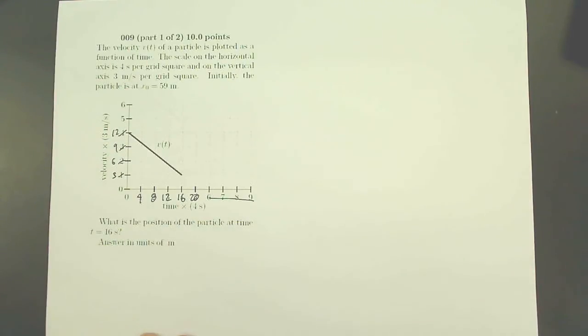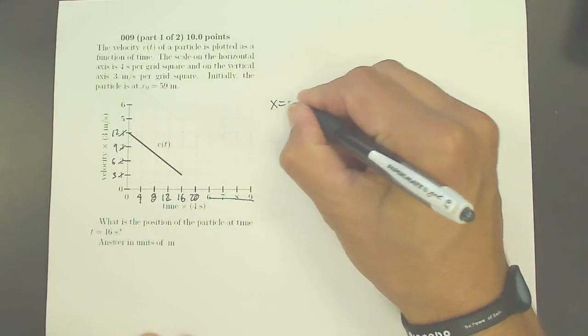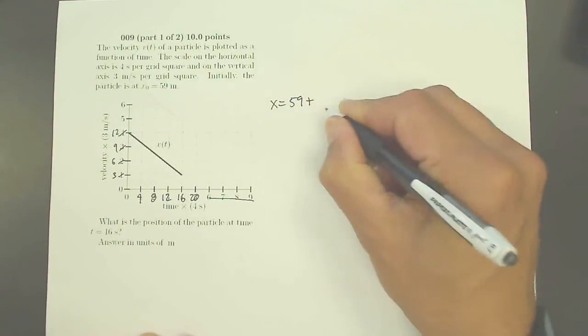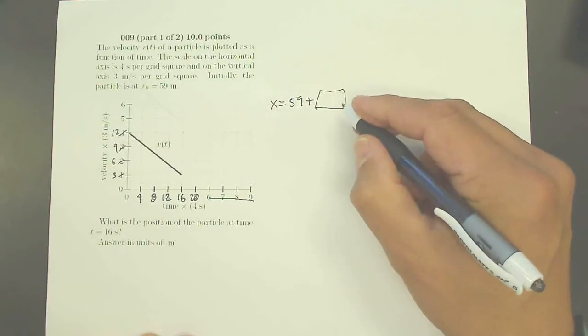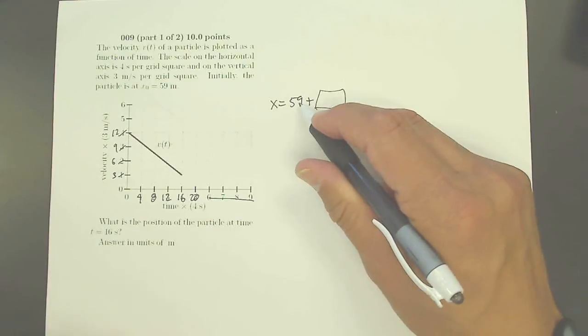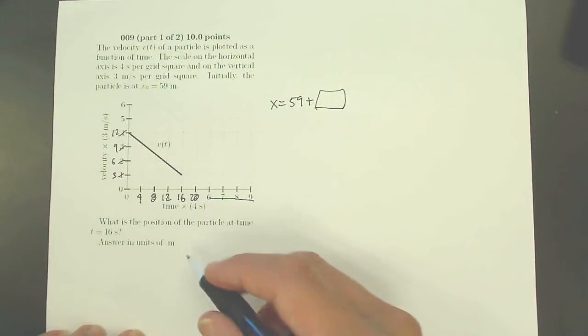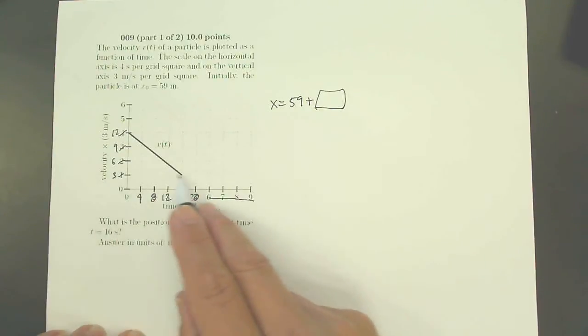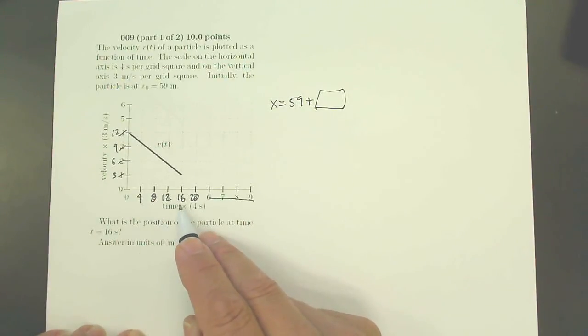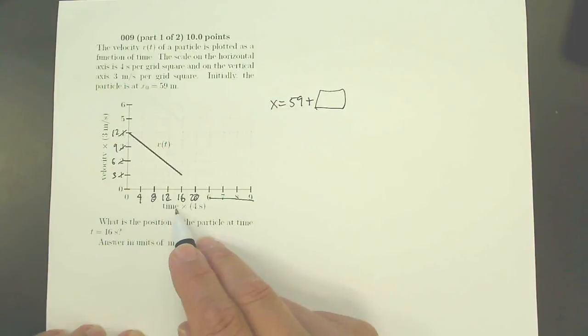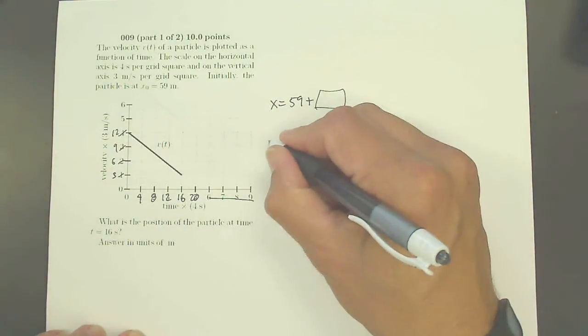What I need to find out is how far it has gone plus where it started. So my answer is going to be 59 plus some amount that I've got to figure out. So just remember that it starts at 59. Now the question is, how do I figure out how far this particle has gone as it travels along for this first 16 seconds?